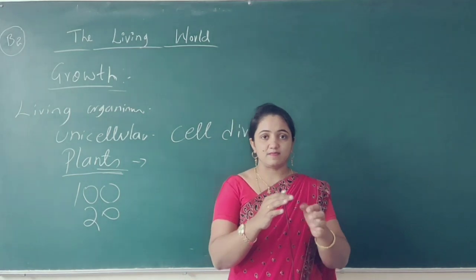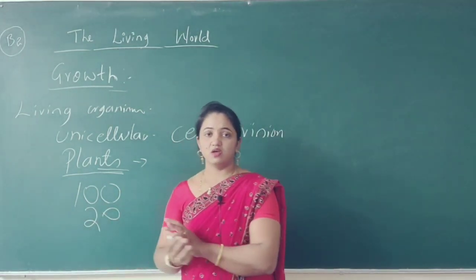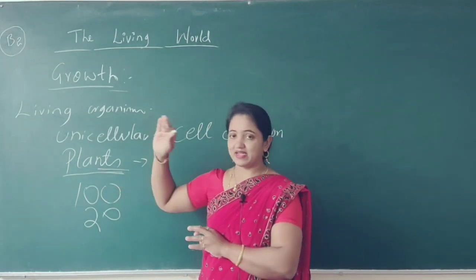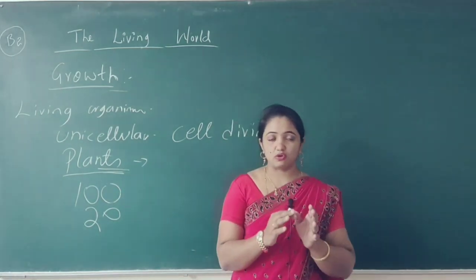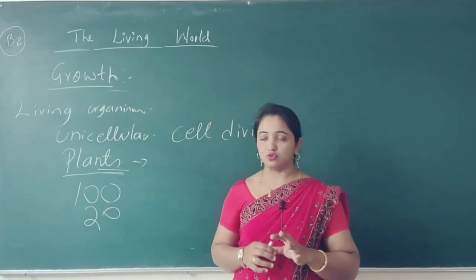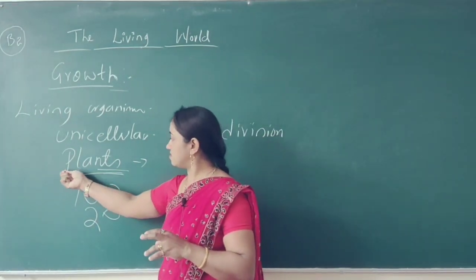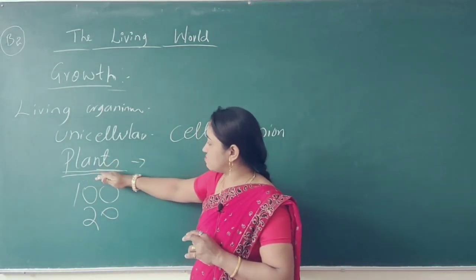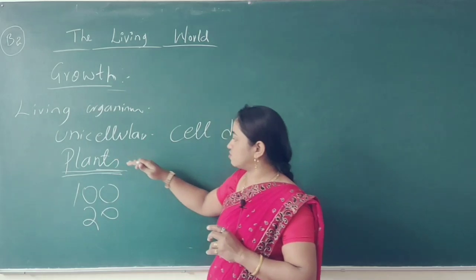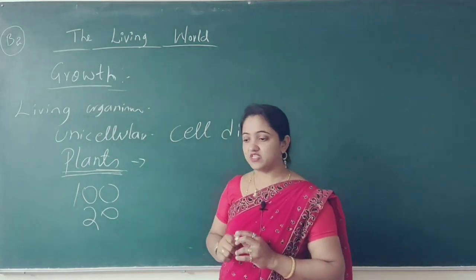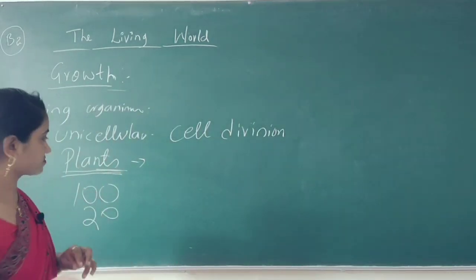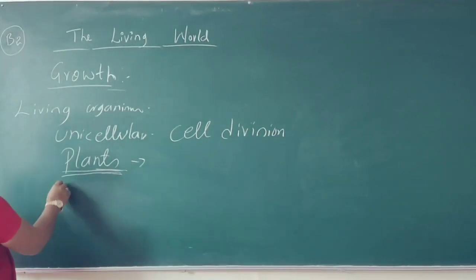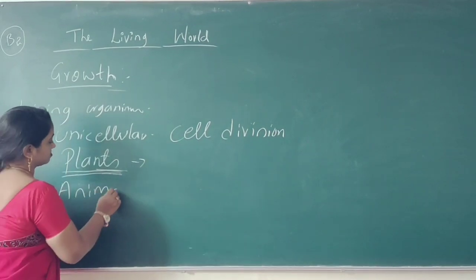If a plant has fallen to the earth, we can say the plant is dead, and dead organisms do not grow. With this concept we can conclude that plants grow throughout their lifespan. One more, how about animals?